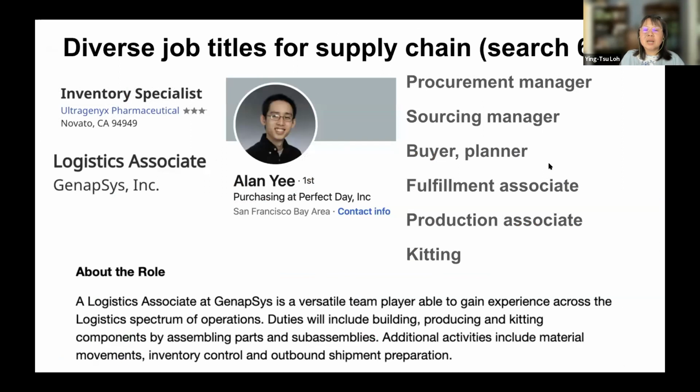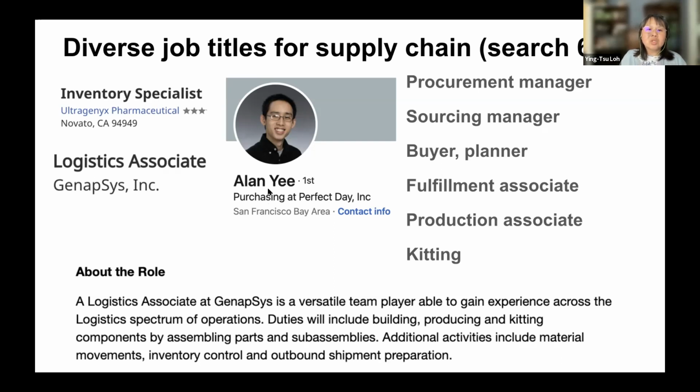So here are some job titles for supply chain. You may be wondering, what do you look for? So I have this lovely picture of Alan Yee, who was a student at Laney College. He came out of CSU East Bay, and he was this excellent student coordinator that we had for Laney. And he's now a purchasing manager at Perfect Day Foods.